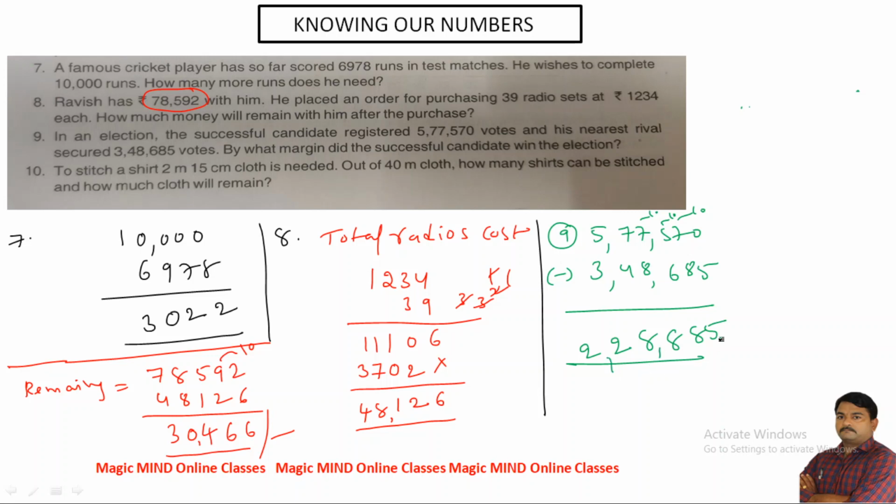Therefore, 2,28,885. I hope you understood. Subtraction, simply subtraction, nothing else. This question involves only subtraction, nothing else.